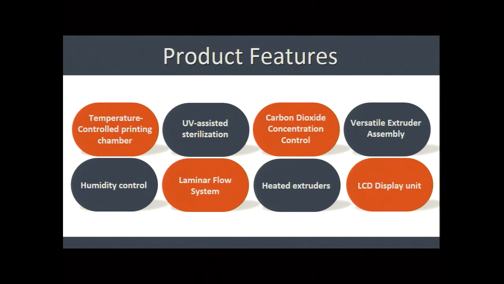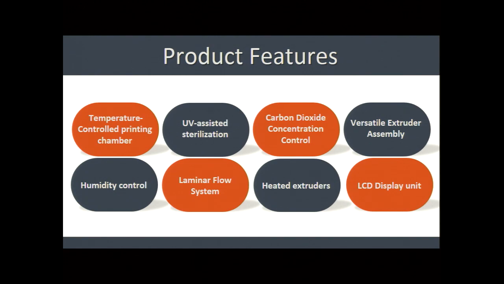Speaking about the product features, our design incorporates three different independent extruder heads which would be used to print various substances. The goal of this project was to not just have a system with temperature and humidity control within the printing chamber itself, but also be able to control the carbon dioxide concentration in it as well. This essentially gives the user the ability to print within a biological incubator.